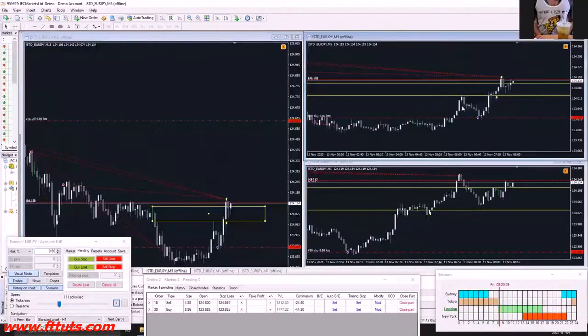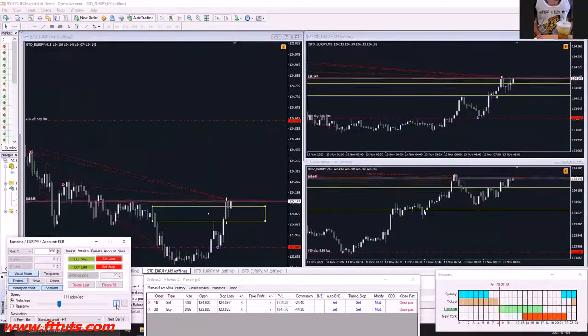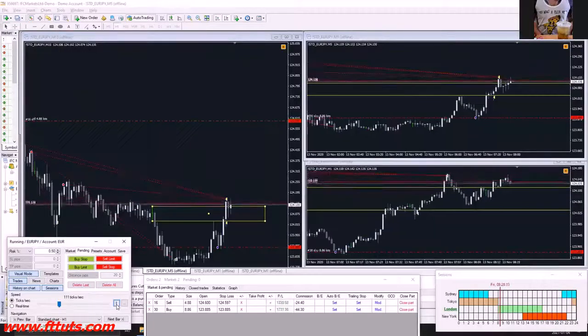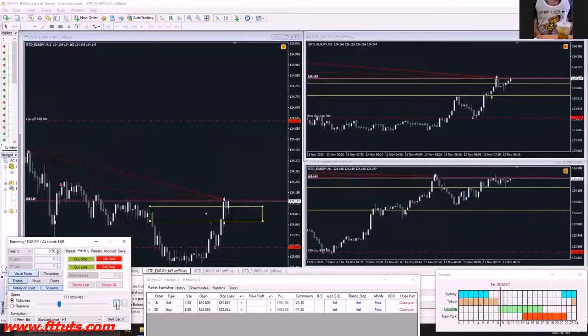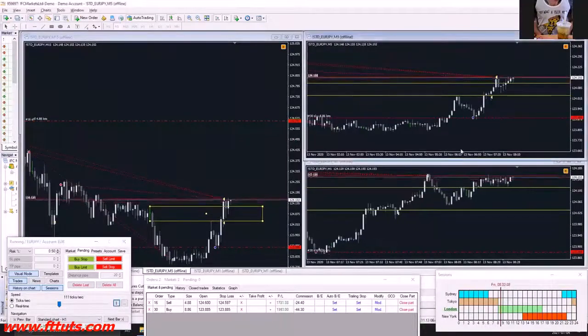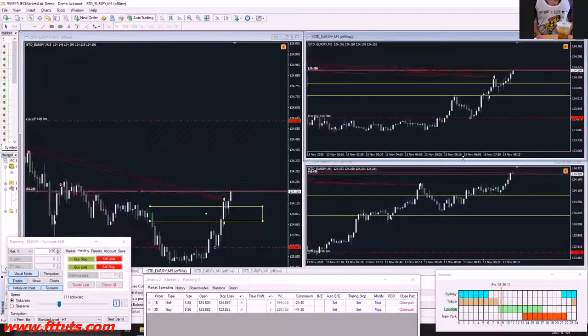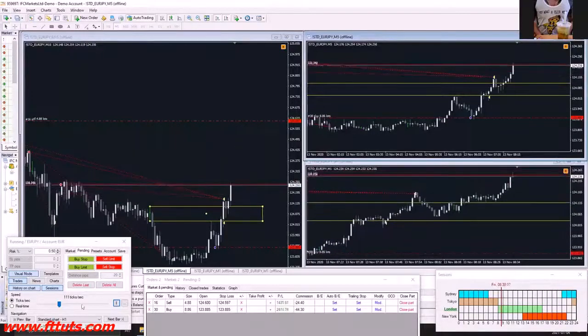Okay. But on the 5 minute, we're making higher highs and higher lows. So I'm going to wait until structure changes before looking for anything. And I'm in a long right here too as a hedge from before.